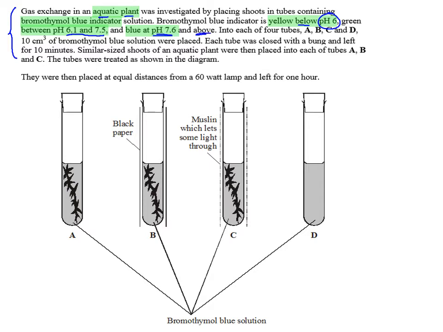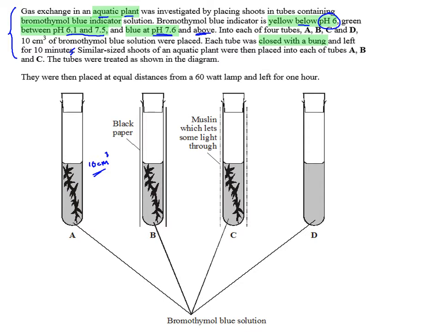Then it tells us that in each of the 4 tubes, A, B, C, and D, 10 centimetre cubed of bromothymol blue solution was placed. So we know inside every tube here we've got 10 centimetre cubed of the indicator, and that is actually going to be one of the control variables whereby the same volume, 10 centimetre cubed of indicator solution, is being used. Then it says each tube was closed with a bung and left for 10 minutes. So that's another control variable that's been kept the same between each of the 4 tubes.